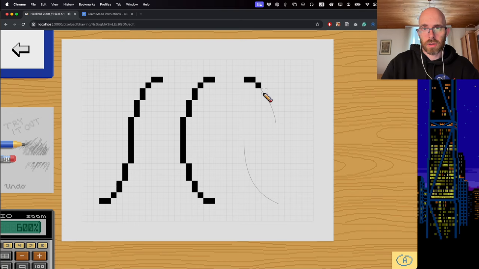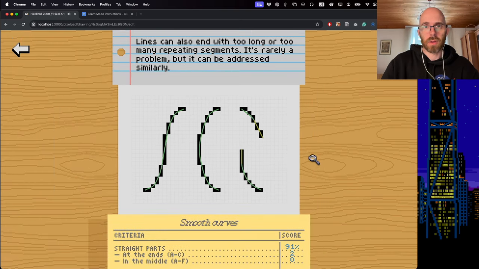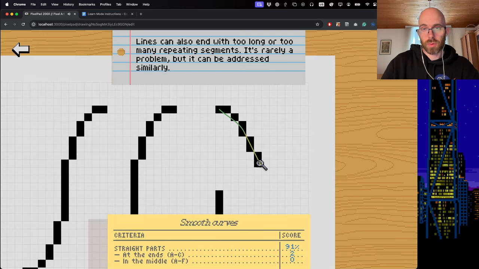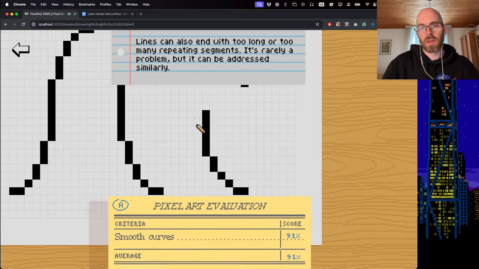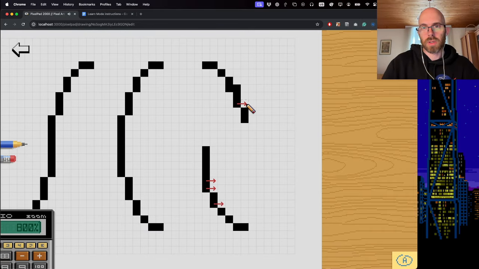And then finally, we have this thing. There we go. Lines can also end with too long or too many repeating segments. Because it ends on 2, 2, 2, it's almost like an even diagonal. So this ending part feels a little bit too straight. And then this one just has a very long final segment. And so how do we address this? Well, we just push stuff out, just like we did before.